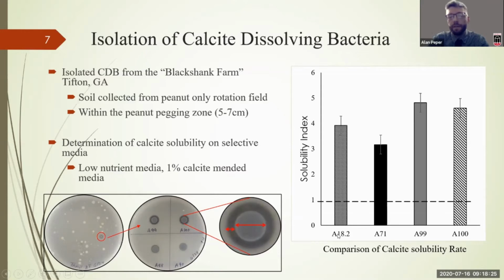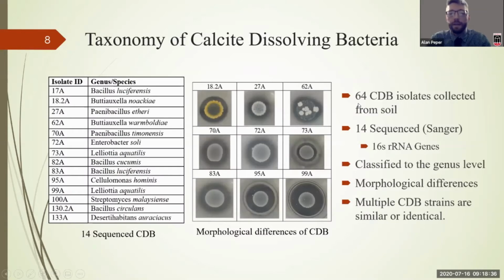With that, we have 4 different bacterial strains below. You can see here A99 has a very high solubility index and produces a high amount of soluble calcium. I have isolated and collected 64 calcite dissolving bacteria from the soil. 14 of those have been sequenced so far using Sanger sequencing and the 16S rRNA genes.